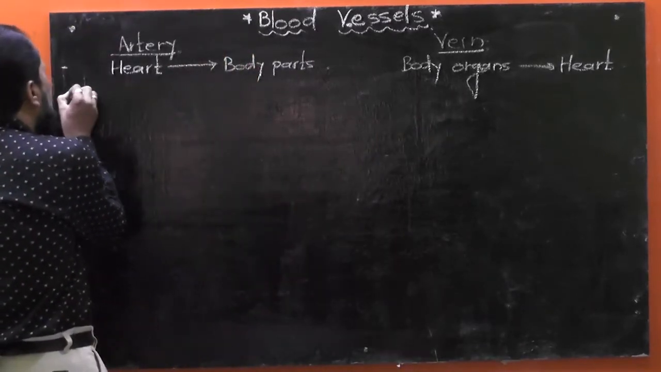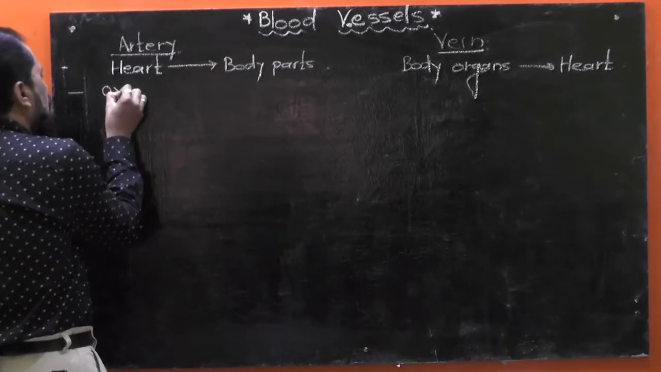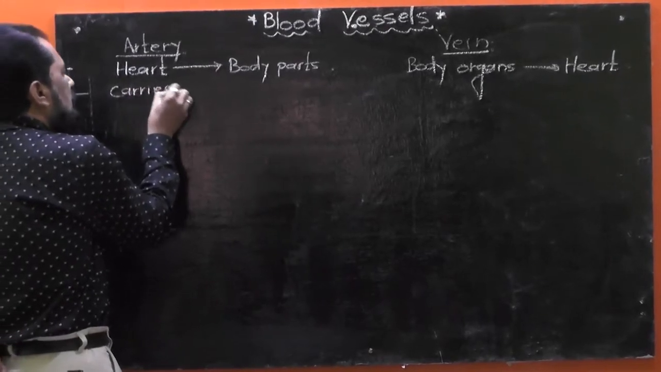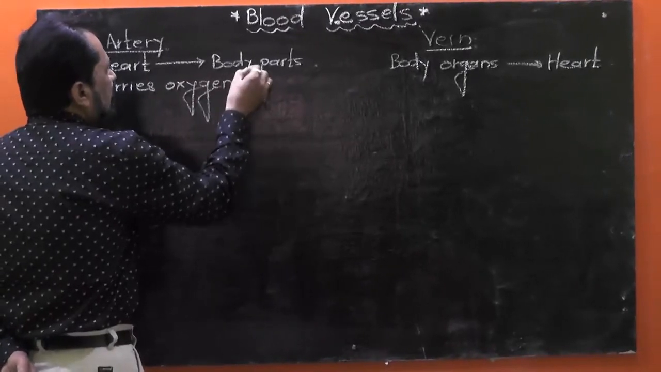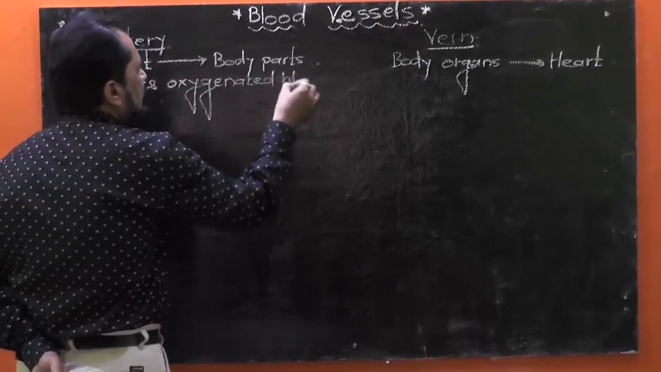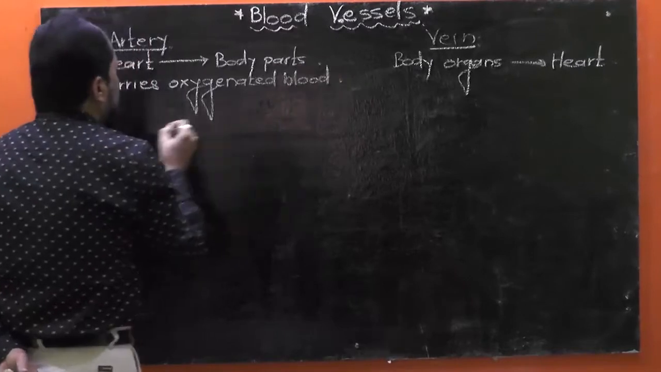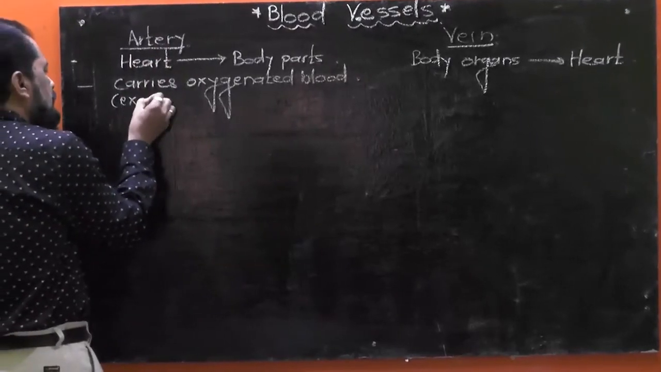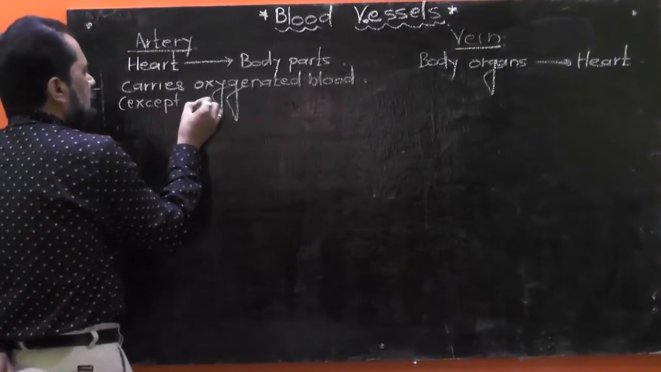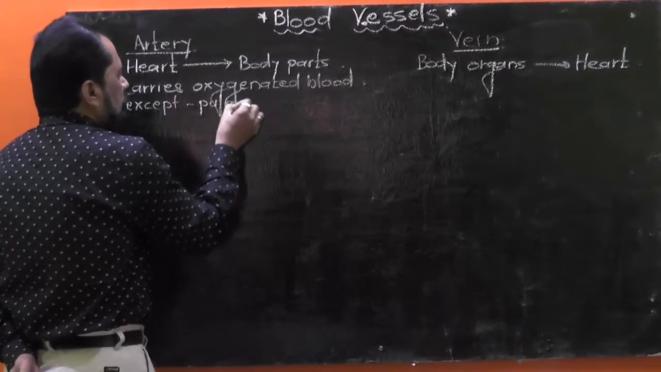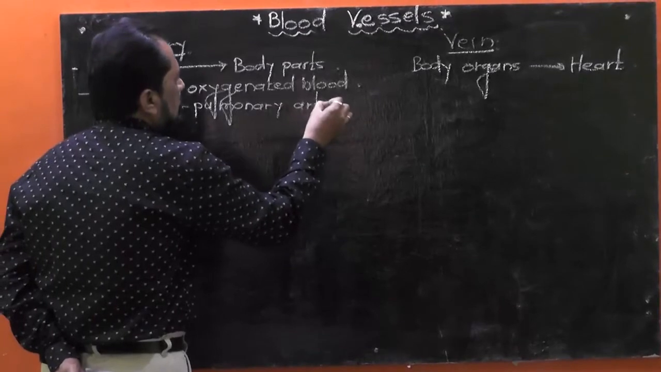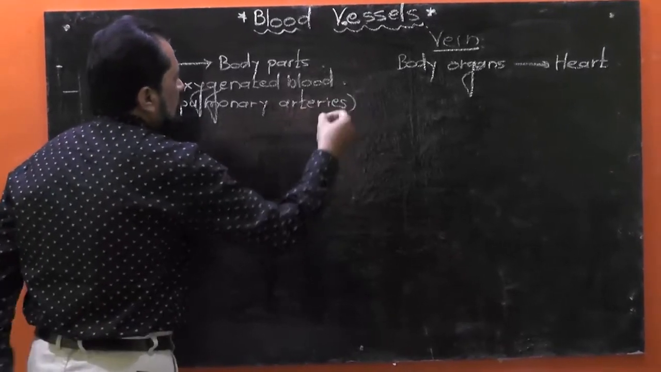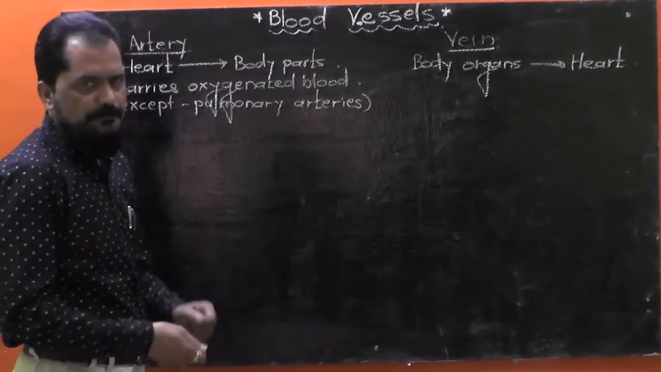Artery mostly carries oxygenated blood, pure blood, aerated blood, except pulmonary arteries. This is the only exception. We know pulmonary arteries carry deoxygenated blood from heart to the lungs for oxygenation.